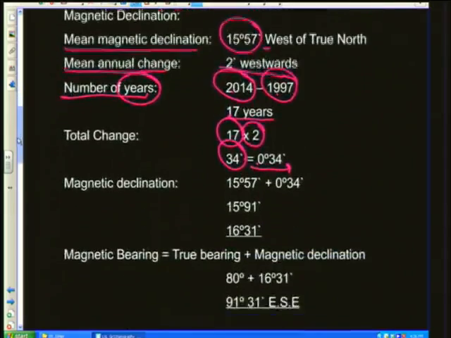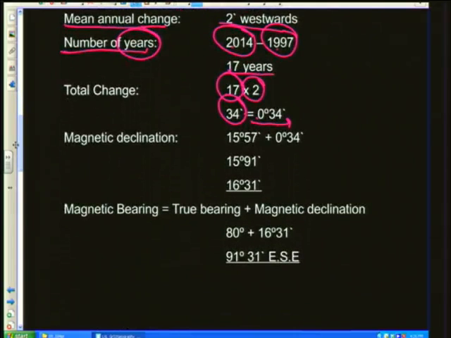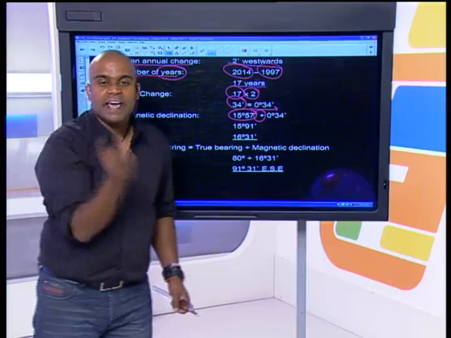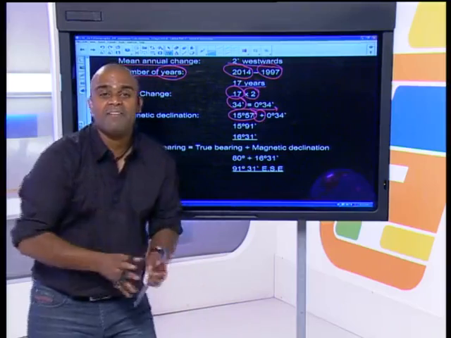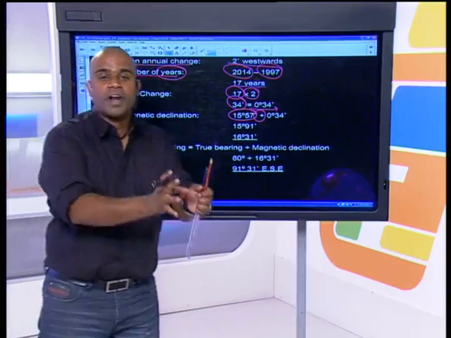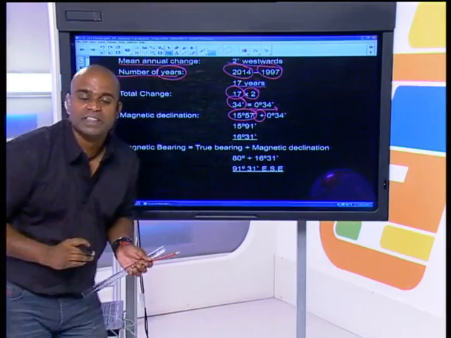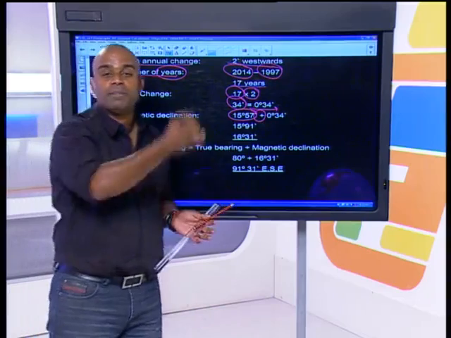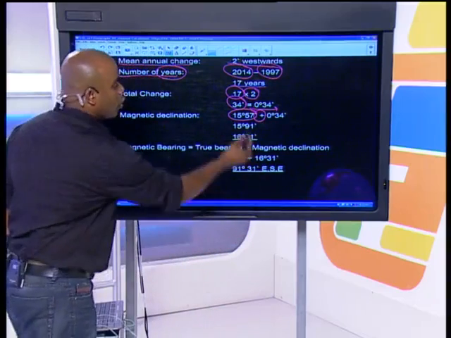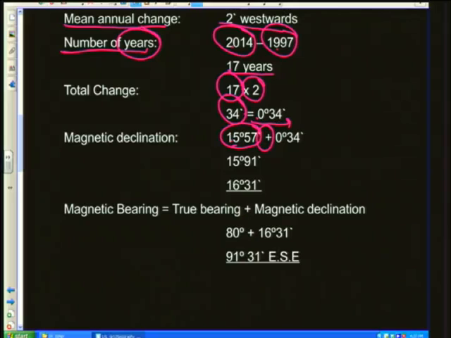Now we are ready to calculate the magnetic declination. Note, the mean magnetic declination remains 15 degrees and 57 minutes. We add. Why do we add? Our mean annual change is westwards. Whenever the mean annual change is westwards, you've got to add. Whenever the mean annual change is eastwards, you've got to subtract. As we've looked at the marginal information, this particular mean annual change is westwards, and therefore we're taking our mean magnetic declination and adding it to the total change, which we've calculated already as 0 degrees and 34 minutes.